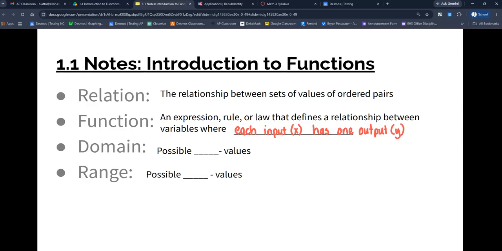Typically we use the letter x for our input values a lot, and we use y's for output values a lot, but they don't have to be those letters. And those input values are our domain, or possible x values. And range is going to be our possible y values.